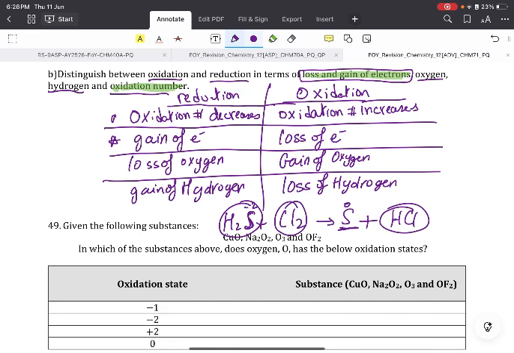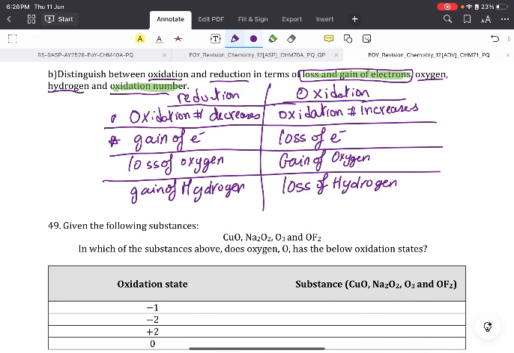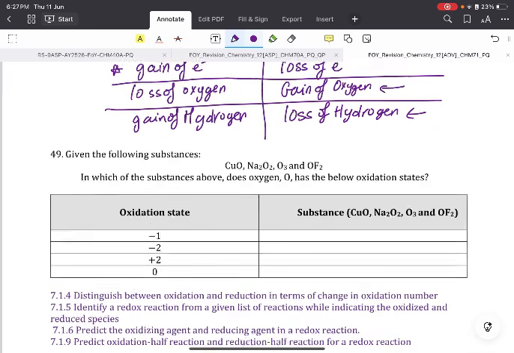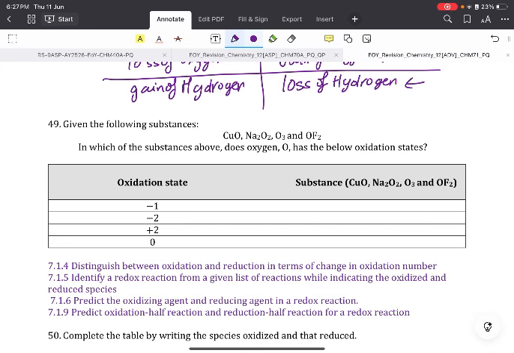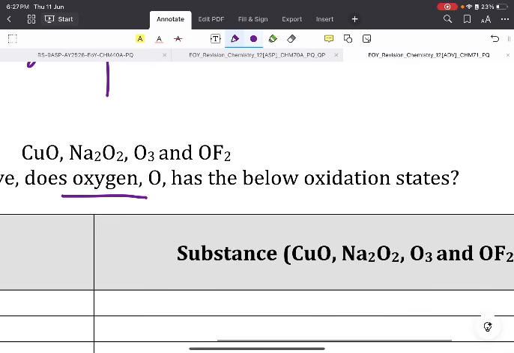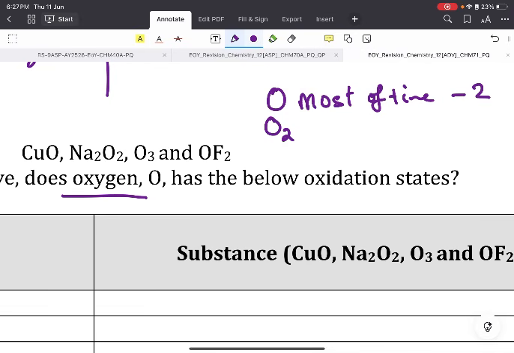So we say that H2S got oxidized and Cl2 got reduced. Or you can just keep in mind that in oxidation, we gain oxygen but lose hydrogen, and vice versa. Now, moving on to calculating the oxidation number of oxygen. Oxygen, in most cases, has a -2 oxidation number. If it's an elemental molecule like ozone or oxygen, it is 0.